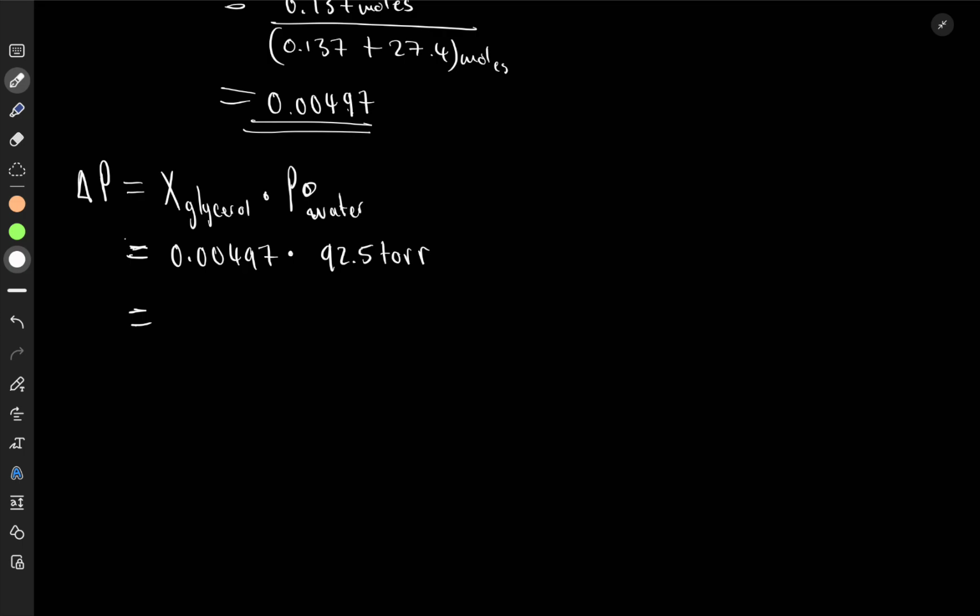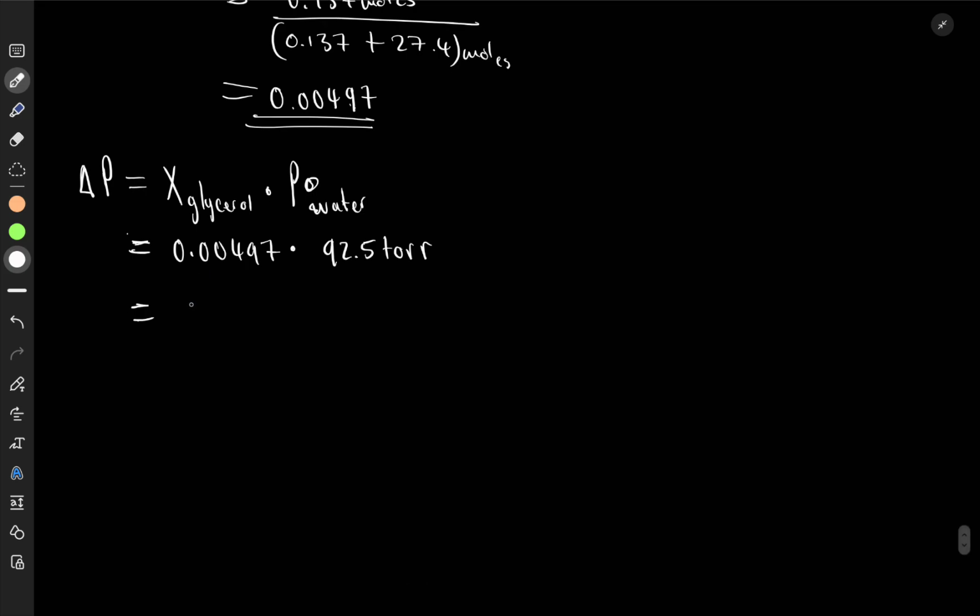So I'll say this times 92.5. We will get 0.459 torr. This would be our final solution. This would be your final solution for your vapor pressure lowering, and you put the torr, because this would be in torr, and you're done.